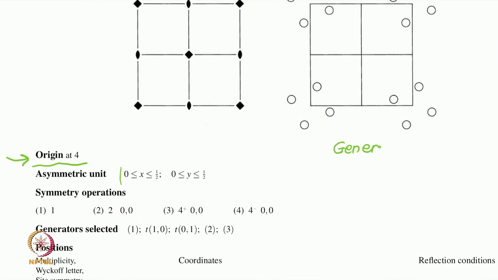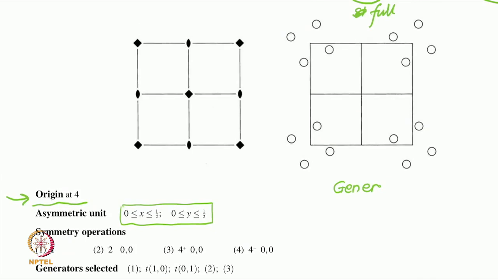Asymmetric unit: x from 0 to half, y from 0 to half. So if we look at that, x is 0 to half, in the x direction, 0 to half. And in the y direction also 0 to half. So this little square, a quarter of the whole unit cell, is being defined as the asymmetric unit.